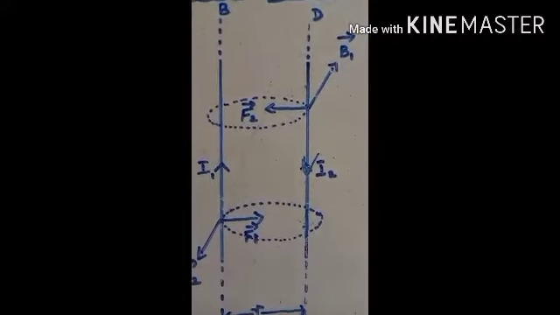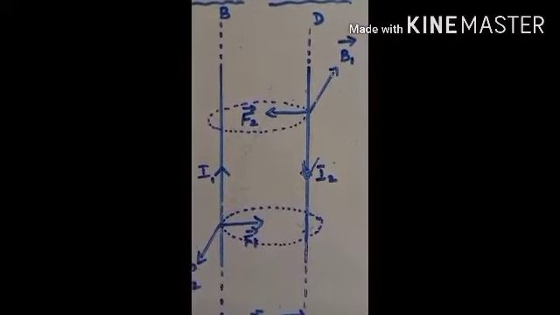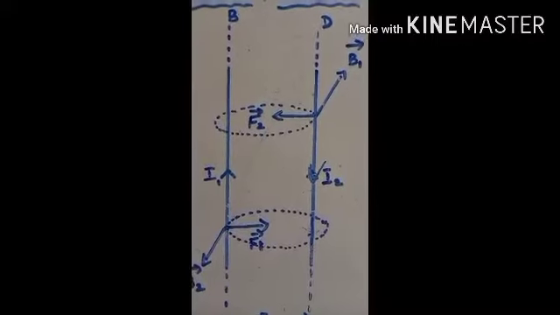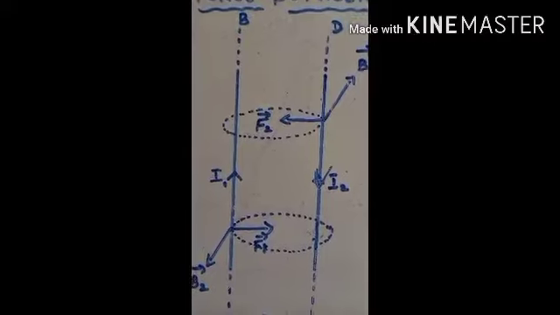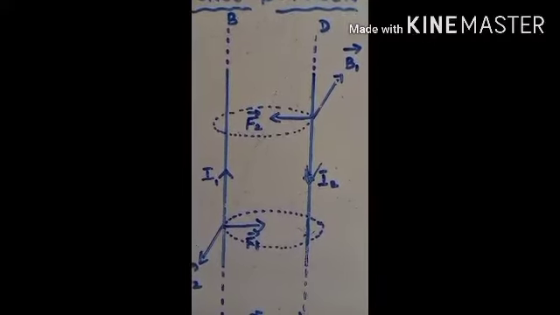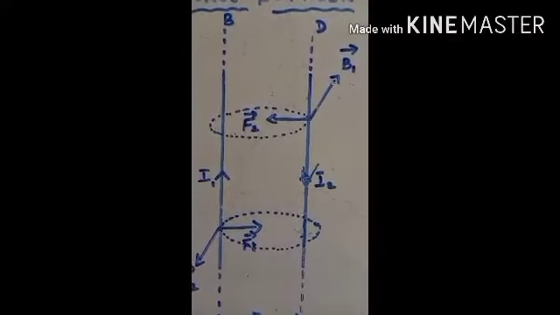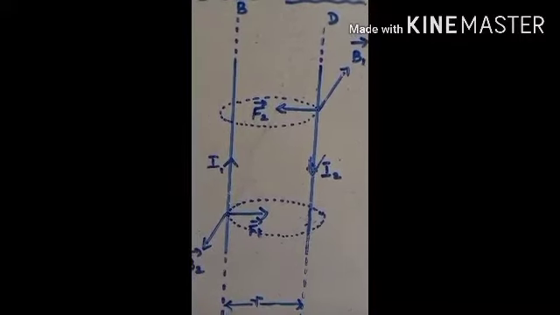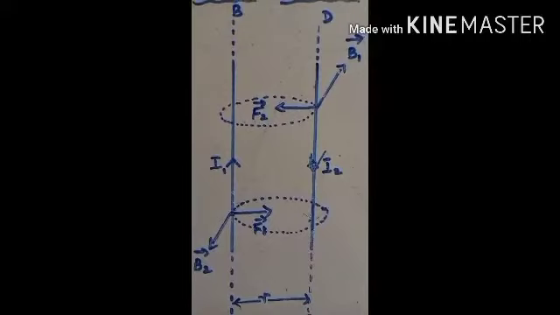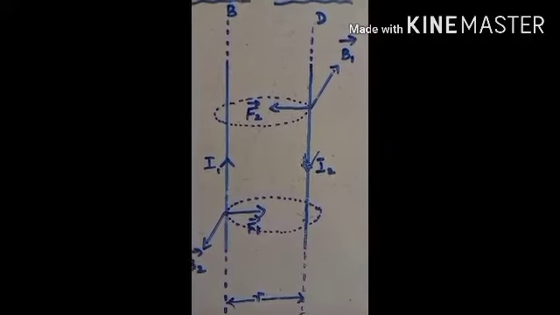So since the magnitude is the same, the magnitude of the force between the conductors will also remain the same. But you find out what all are the changes occurring in the direction of the magnetic field and in the direction of the force. Okay, so hope the topic is clear for all of you.